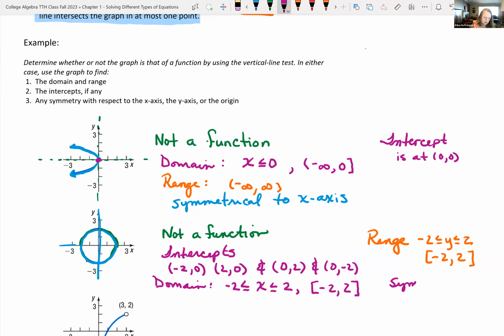So we're symmetrical across the x-axis and y-axis and the origin.